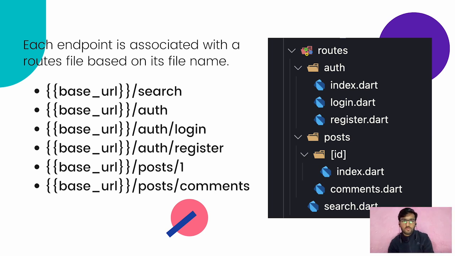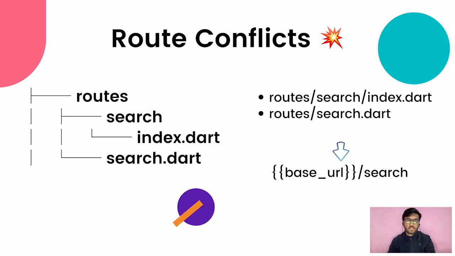In this type of file structure, there might be some issues. One of them is route conflicts. Assume we have one search.dart file, and we also have one folder named search, inside which we have an index.dart file. When we try to start the server, it will show an error that there are some conflicts in the routes. Basically, route/search/index.dart and route/search.dart both resolve to the same endpoint, that is /search. To resolve this error, we can delete either the folder or the file. In this case, there are no nested routes, so it is a good idea to delete the folder and keep the file.